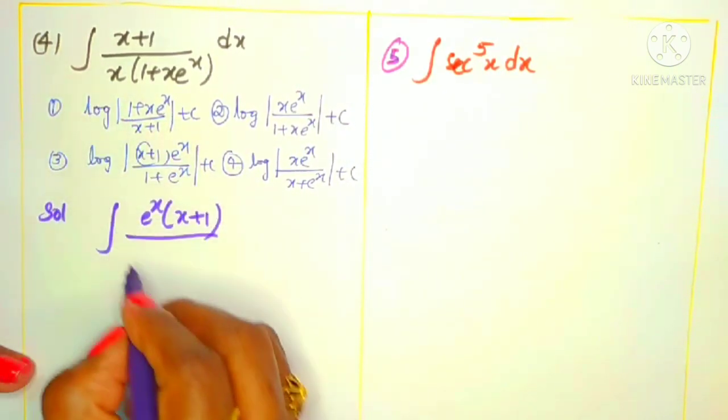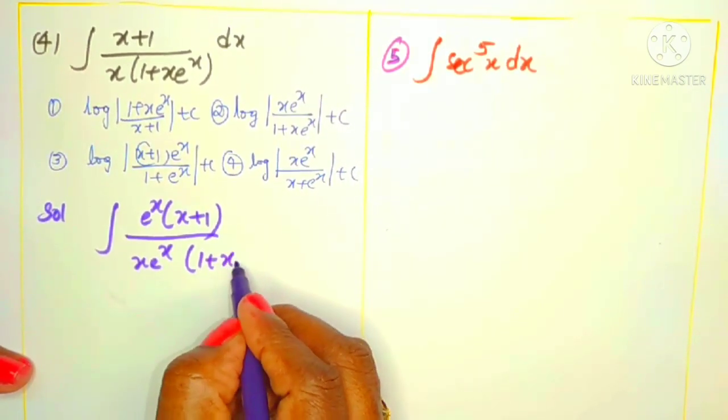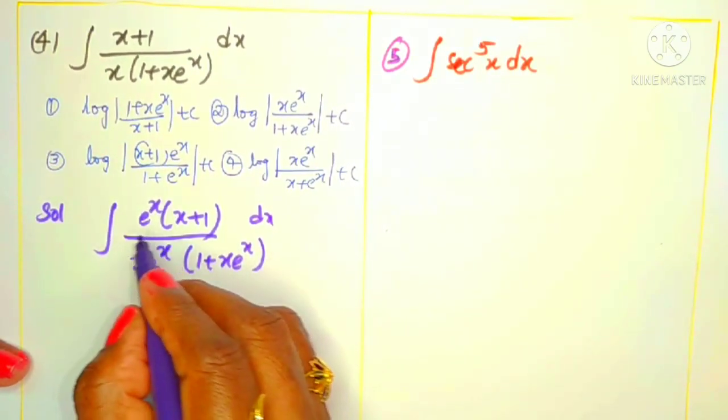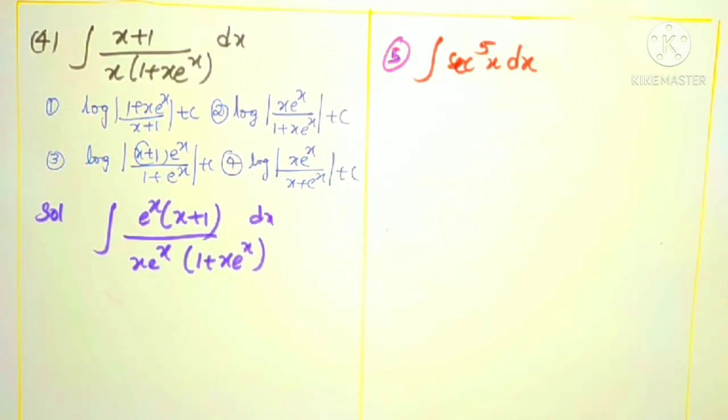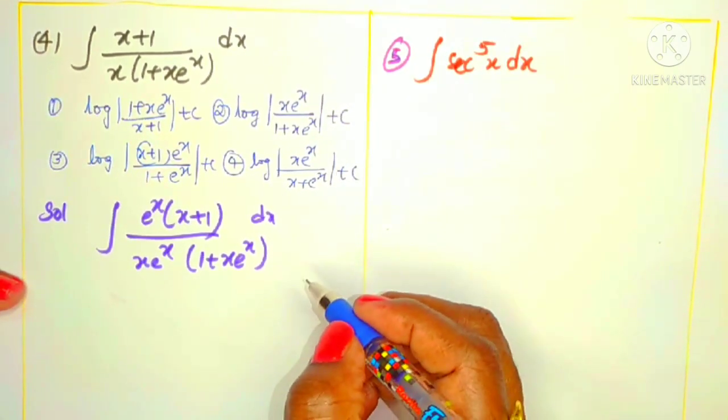In the denominator, x is already there. Multiply with e^x of (1 plus x e^x). Okay, first you have to concentrate on this step. Why have I taken it like this? Because if you divide and multiply with e^x, then only we can reduce into a non-integral function by the suitable substitution.